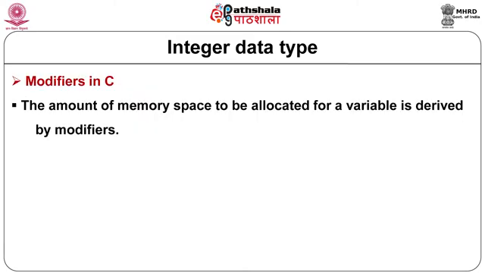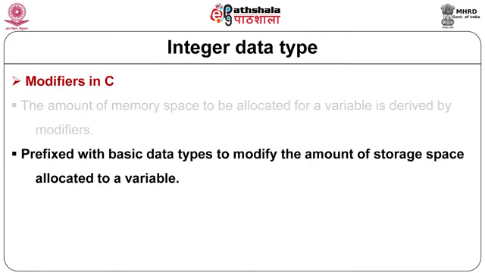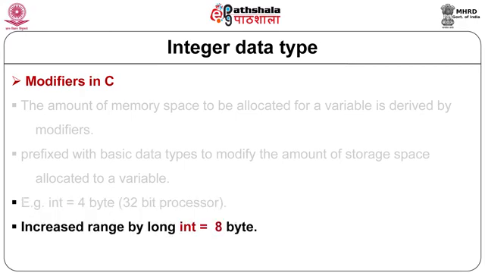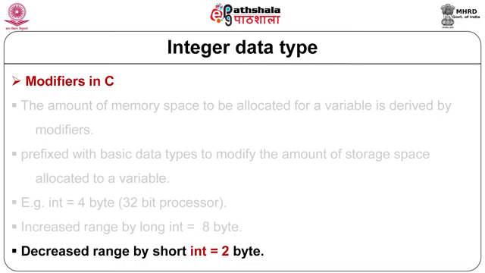Modifiers in C. The amount of memory space to be allocated for a variable can be changed using modifiers, which are prefixed with basic data types to modify the amount of storage space allocated to a variable. Example, integer 4 byte. This is for a 32-bit processor. Increase range by long integer, that will go up to 8 byte. Decrease range by short integer, that is for 2 byte.